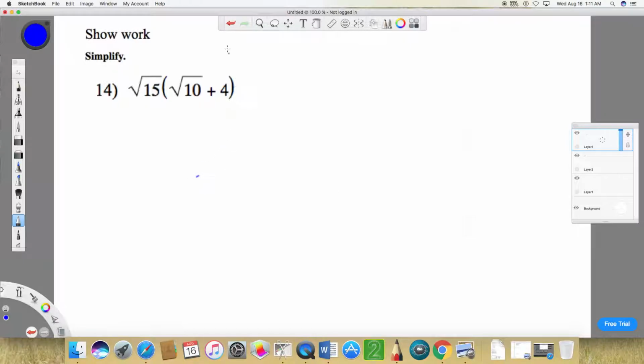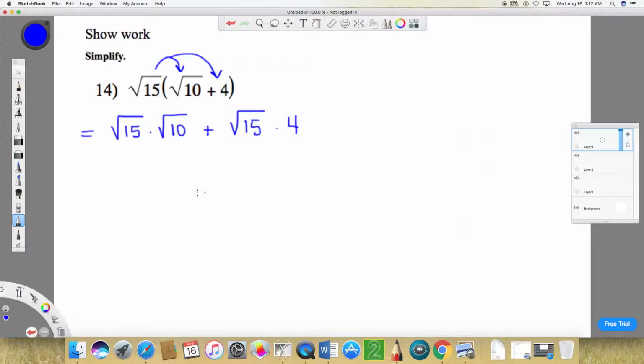What it allows us to do is to multiply a single term like this times something that has more than one term, because multiplication distributes over the addition. So what this property tells us is that we have the square root of 15, and we're going to multiply that times that first term, the square root of 10. And then the multiplication distributes over, it jumps over the addition, and we have the square root of 15 times 4.